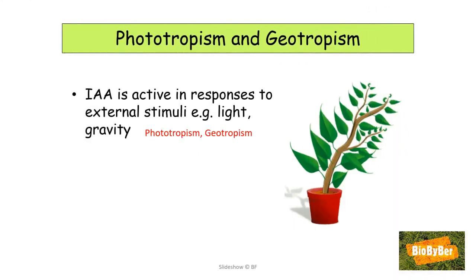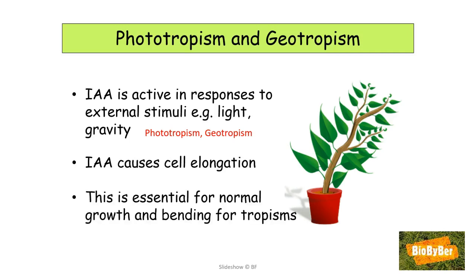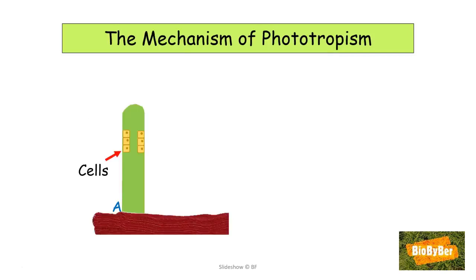Now back to our point. IAA is active in responses to external stimuli. IAA is active in phototropism. IAA causes cell elongation. This is essential for normal growth and bending for tropisms. Now that we've laid the groundwork, we should now be able to understand the mechanism of phototropism, which is the objective of this lesson.